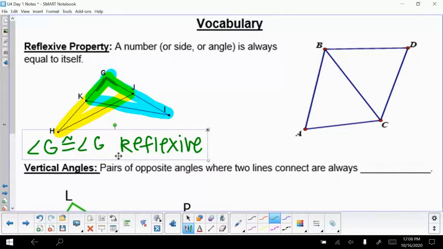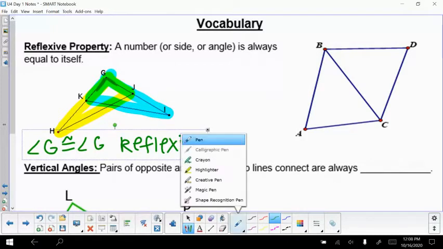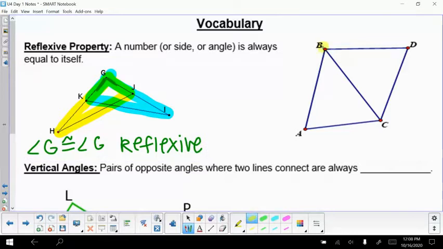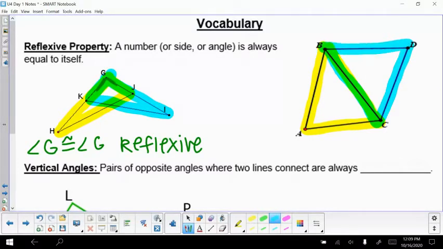Then sometimes when triangles overlap, they overlap on a side. So I'm going to do the highlighting again. We have the yellow triangle here, and then we have the blue triangle. Since blue and yellow make green, the part where they overlap is the green part. So that means that that side is shared by both of them. And it's congruent to itself because it's overlapped on top of itself. So what we can say about this one is that BC is congruent to BC because it's reflexive.